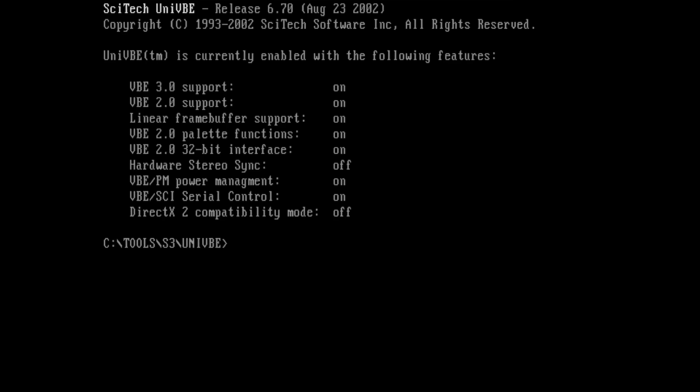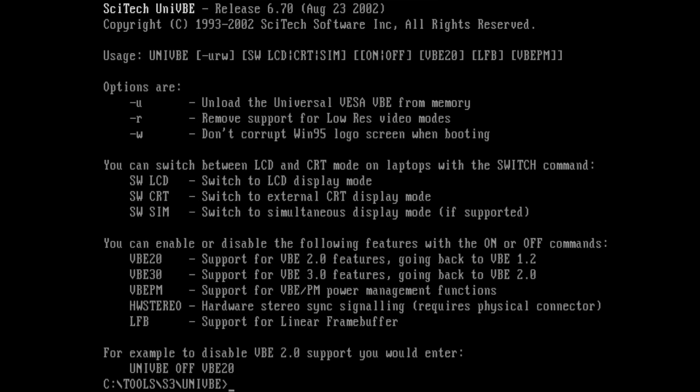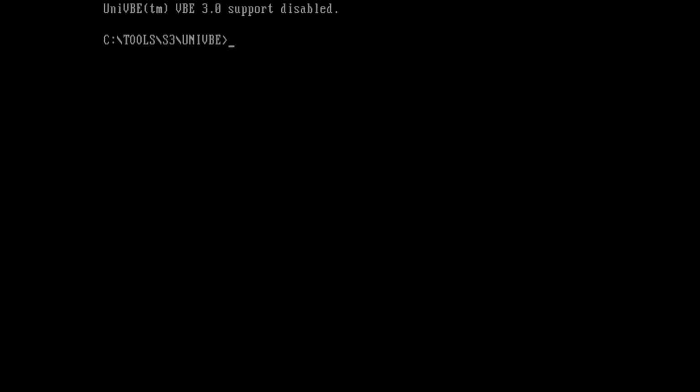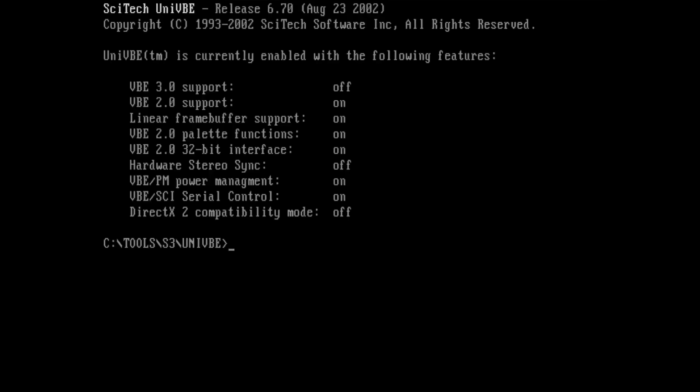So if we run this one more time, it gives you now a summary of which options are enabled and disabled. And you see the first line, VBE 3.0 support is on. We can disable VBE 3.0 by just running UniVBE off VBE 3.0. And it comes back with VBE 3.0 support disabled. Now if we run UniVBE one more time, you see the first line is off now.